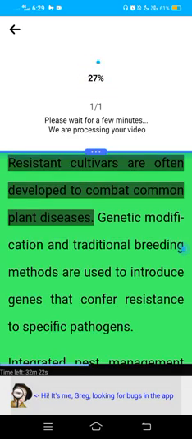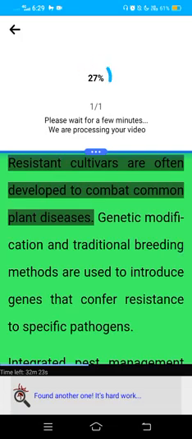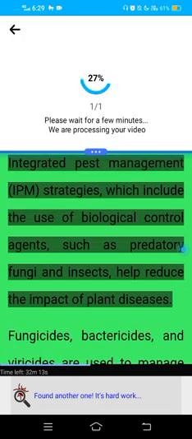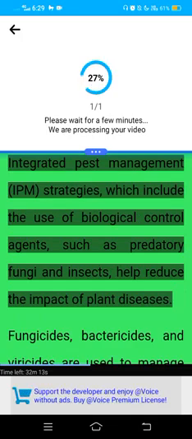In plants, resistant cultivars are often developed to combat common plant diseases. Genetic modification and traditional breeding methods are used to introduce genes that confer resistance to specific pathogens. Integrated pest management (IPM) strategies, which include the use of biological control agents, such as predatory fungi and insects, help reduce the impact of plant diseases.